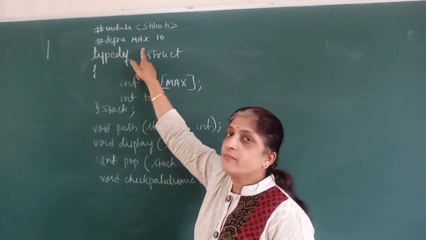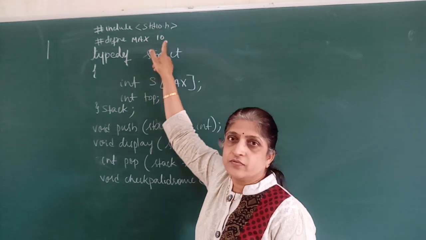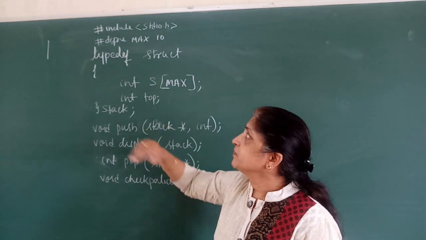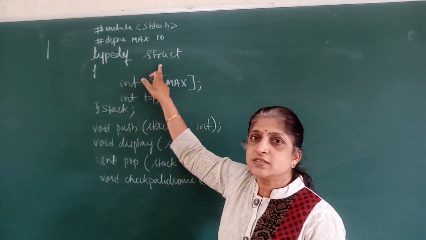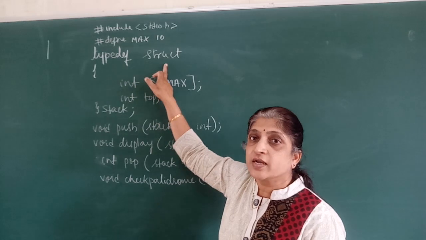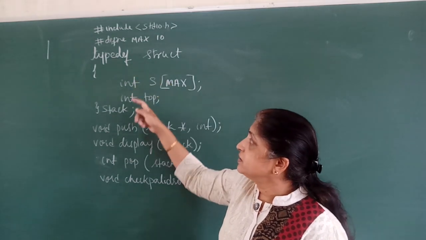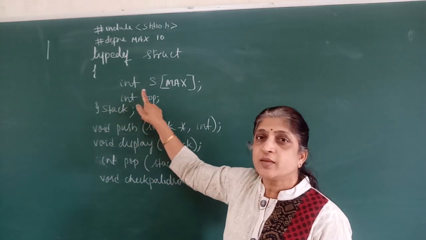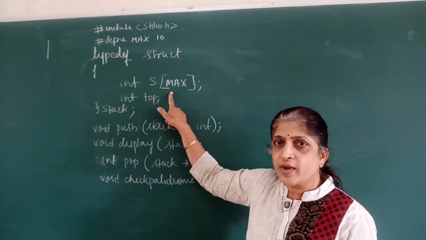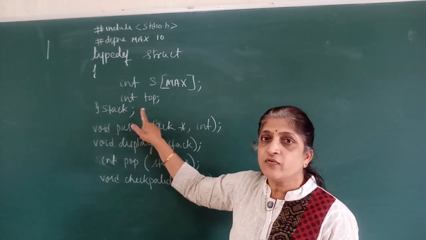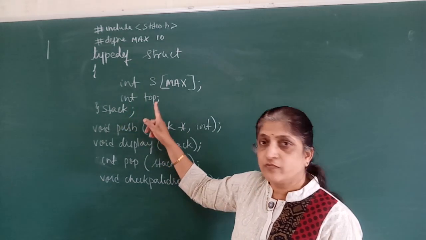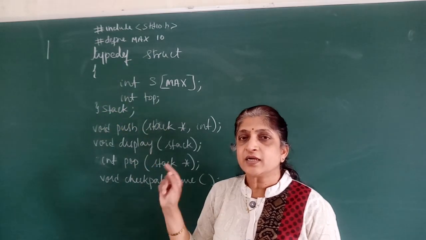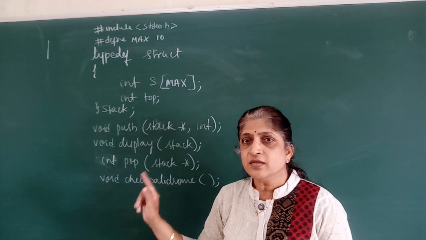Here I have the statements. I am defining max to be of the value 10, it's a preprocessor statement. Then typedef struct, that is, I am defining this structure. It has two fields. One is an integer type array S of size max. Another one is an integer type field top. Then I am naming this structure as stack. The data type is stack, S-T-A-C-K, stack.